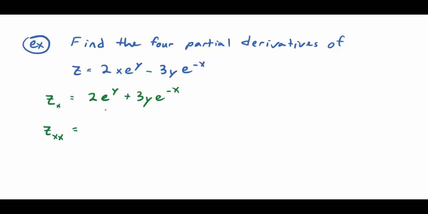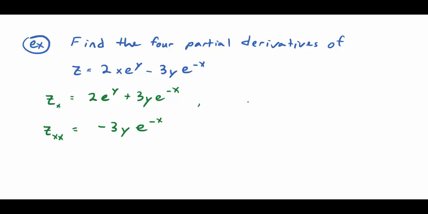0 for this guy, right? So I won't even mention it. And then what's the derivative of 3y e to the negative x? Negative 3y e to the negative x. Because 3y is a constant, so you're just taking the derivative of e to the negative x. By chain rule, that negative comes out front, right?